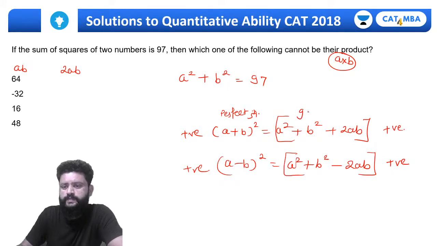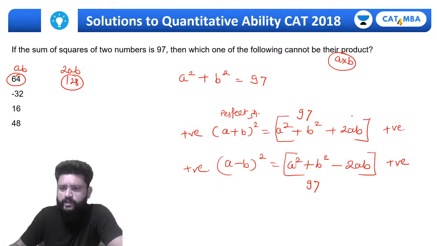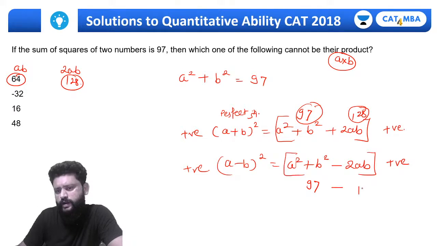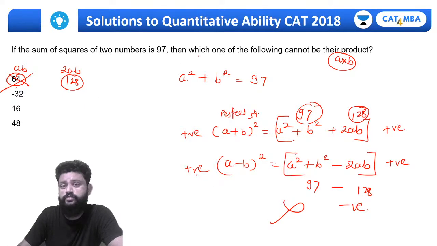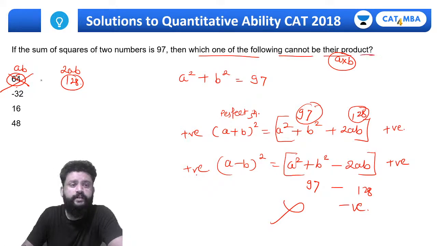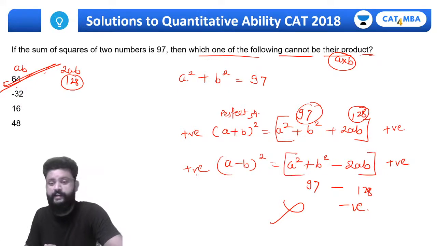Okay, now a square plus b square is 97 and this is also 97. If I take ab as 64 and 2ab as 128, तो यहाँ पे 128 आएंगे, perfectly fine, ये positive है. But यहाँ पे minus 128 करोगे, this will be negative and a perfect square cannot be negative. That simply means ab cannot be 64. The question was which one of the following cannot be their product. So answer is first, 64 cannot be their product. That's the easiest way to do it, and a really interesting question.